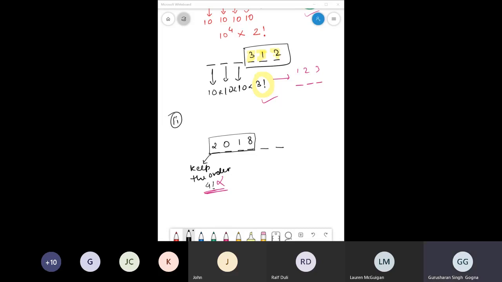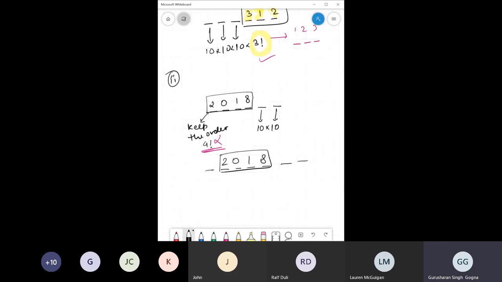You have 2 places left. So 2 places left means 10 by 10. But this 2018 box, I can move here and there, isn't it? For example, I can write down 2018 here. So I can say this is 10 options for this, and this is one option, isn't it? So 2018, you can move from one place to another.